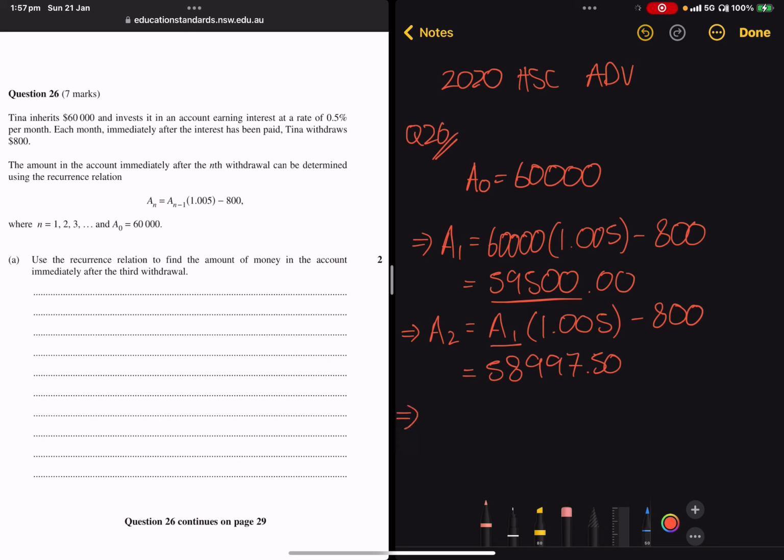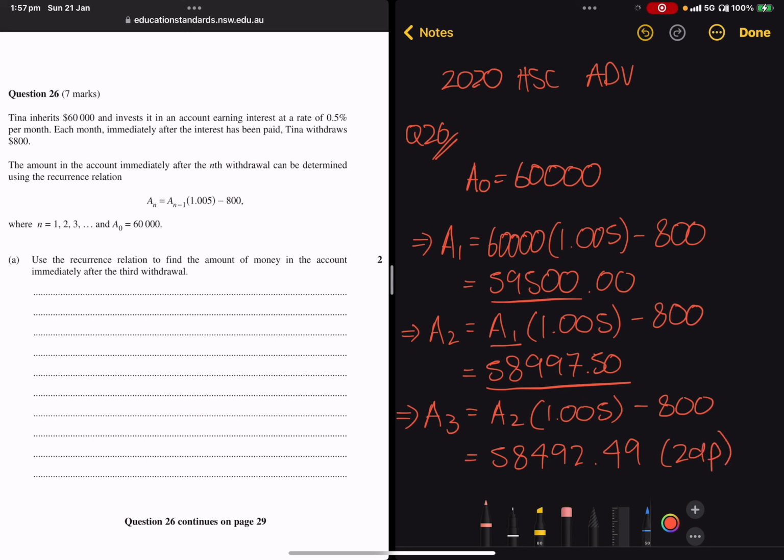We're just calculating these. And then A3 is A2, which is this amount, times 1.005 minus 800. And this gives us 58,492, when rounded to two decimal places, .49. And two decimal place rounding is standard here because this is dollars and cents. So the amount of money in the account immediately after the third withdrawal is $58,492.49.